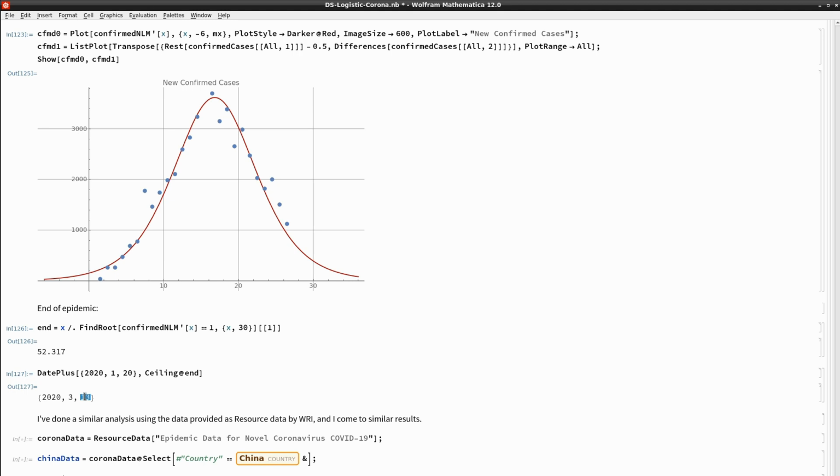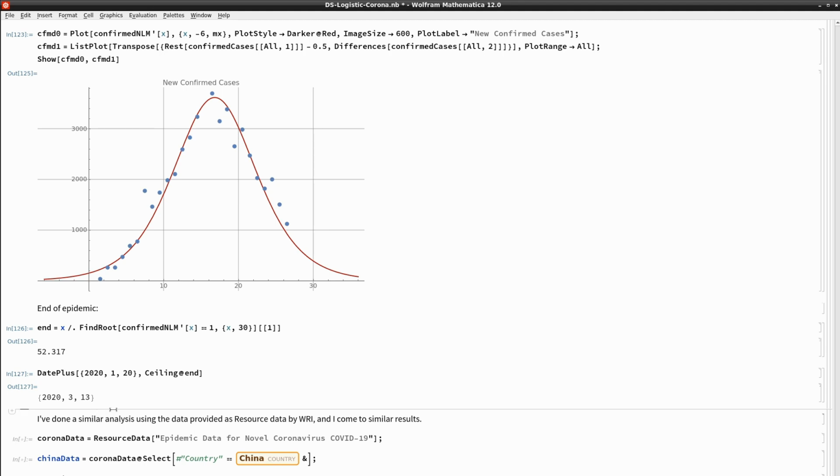Not too far away, and I think this is not as good as the total data that I'm using above, but I think it shows how great the model fits, and the end of the epidemic is not too far away. Here we have the 13th. So even though this data is not as good, we're coming to a similar conclusion.